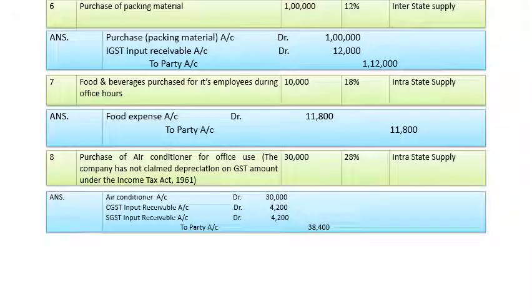If the company has claimed depreciation on the GST amount under the Income Tax Act 1961, then in that case what will be the entry? In that case, the entry is: air conditioner account debit 38,400, to party account 38,400. In that case, we will not record it separately. In that case, credit is not available.